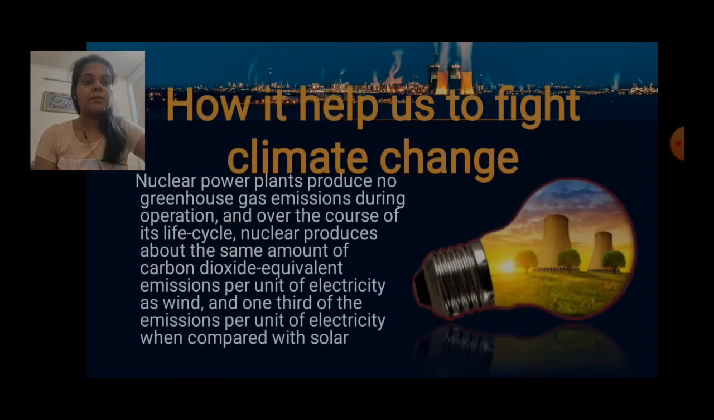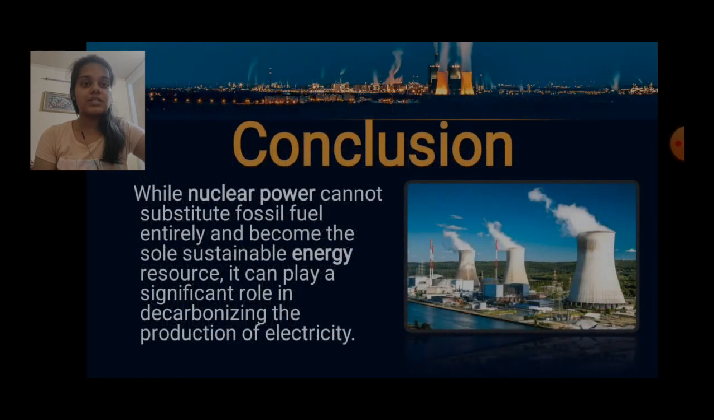Now, talking about the impact of nuclear energy on climate change. Nuclear power plants produce no greenhouse gas emissions during operation, and over the course of its life cycle, nuclear produces about the same amount of carbon dioxide equivalent emissions per unit of electricity as wind, and one third of the emissions per unit of electricity compared with solar. As per the conclusion, while nuclear power cannot substitute fossil fuels entirely and become the sole sustainable energy resource, it can play a significant role in decarbonizing the production of electricity. Thank you.